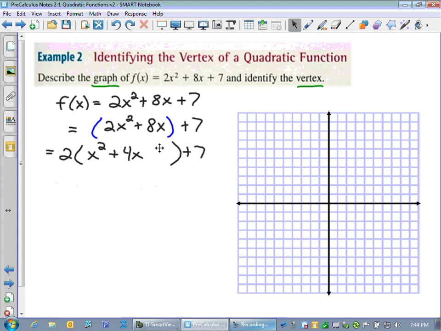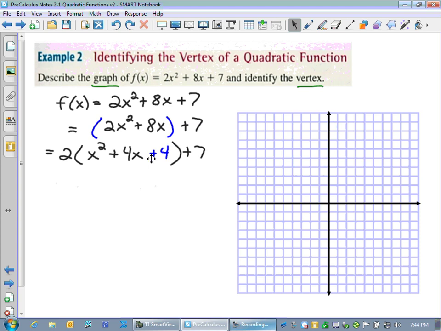Now I leave a little room to complete the square. And the algorithm is pretty simple to find the correct constant to add. We simply take our linear coefficient, divide it by 2, and then square the result. So 4 divided by 2 is 2, and then I square it to get a positive 4. So by adding 4 in this spot here, I've changed the value of the function. So as long as I undo that change, then I will have preserved equality.